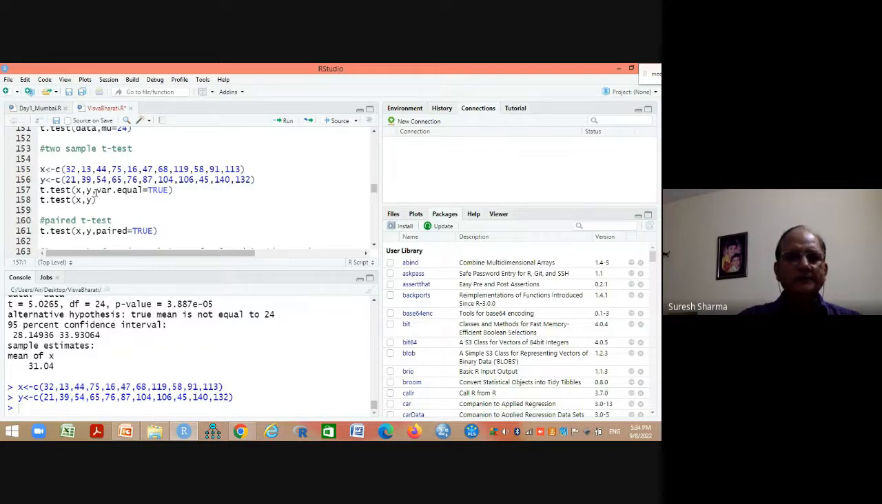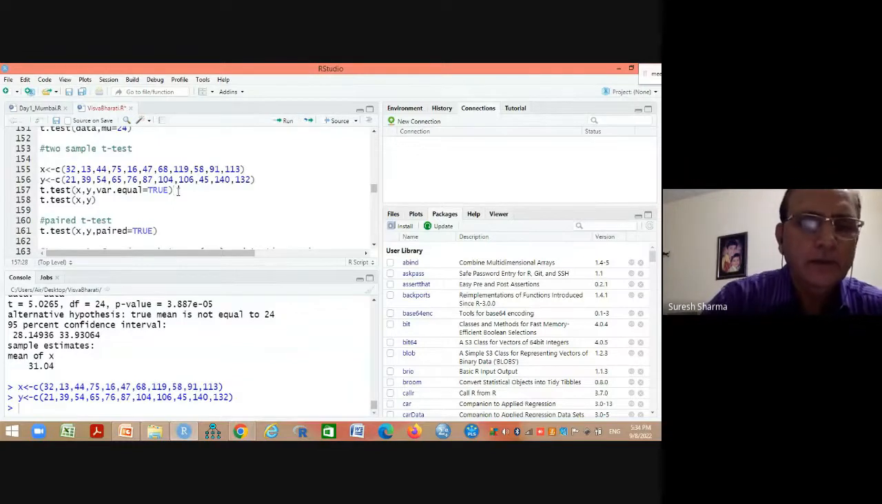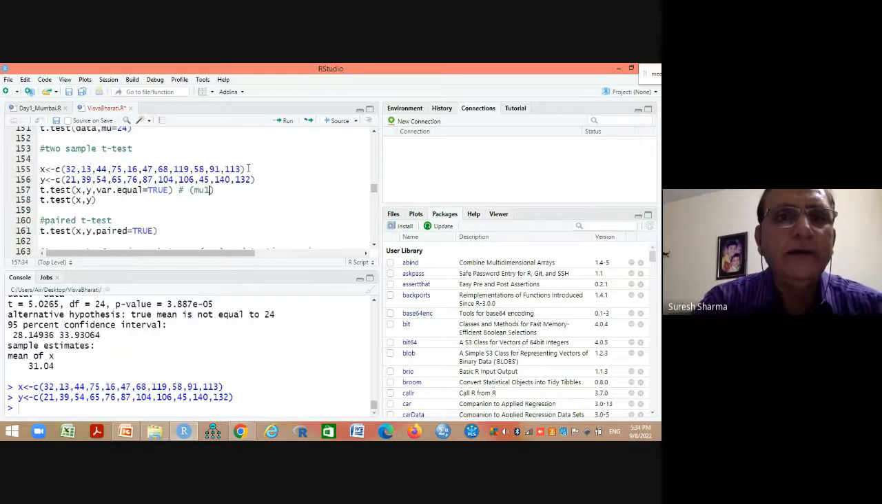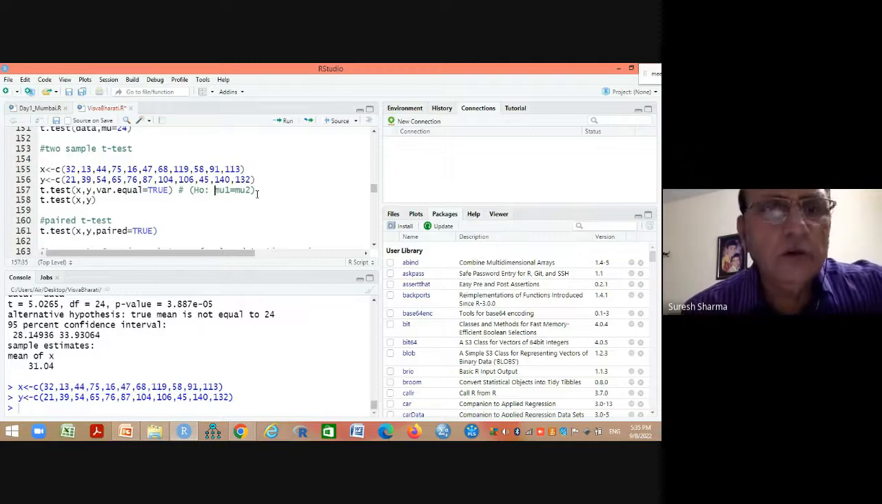t.test(X, Y). Now, whenever we say t-test XY, these two data sets, because we are testing means, what is our hypothesis here? I'm testing that mu1 is equal to mu2. Actually, this will test the hypothesis that mu1 is equal to mu2. This is what I'm testing, H naught. So this is your H naught: mu1 is equal to mu2.